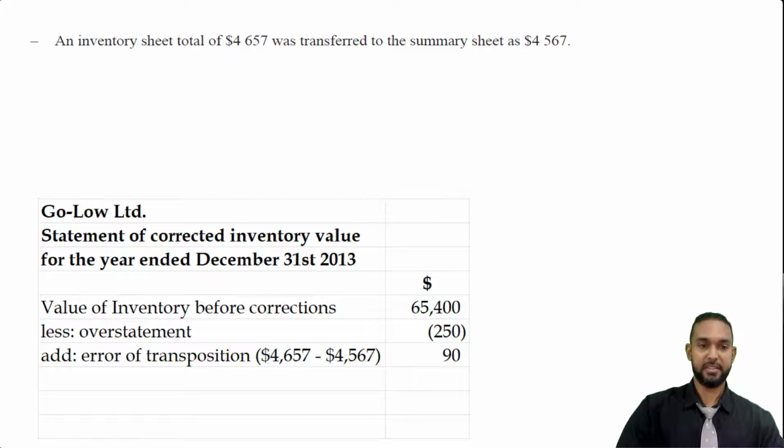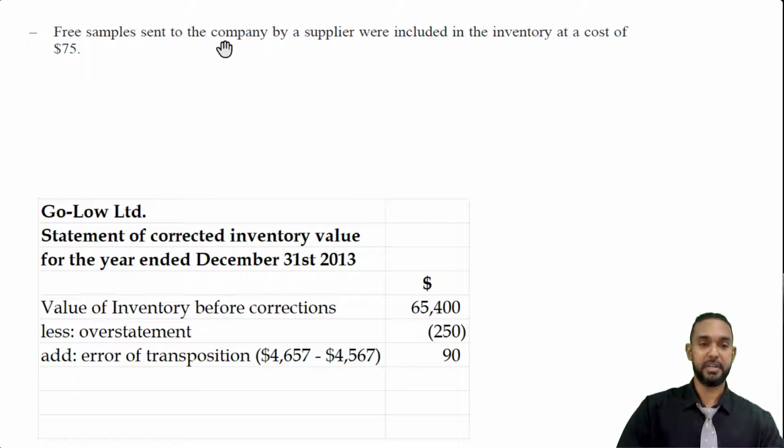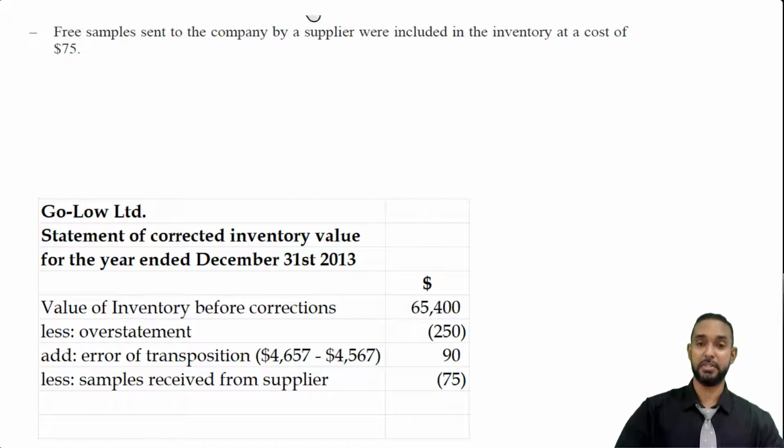All right, what's the next item here? Free samples sent to the company by a supplier were included in the inventory at a cost of $75. If they sent you free samples, that's not for you to sell. That's for you as a supplier to check out and to make sure that the goods are up to par and that there's something you want to sell to your customers. So we included it in the inventory count, and it shouldn't be. So we are going to subtract that. You're going to see less samples received from a supplier.